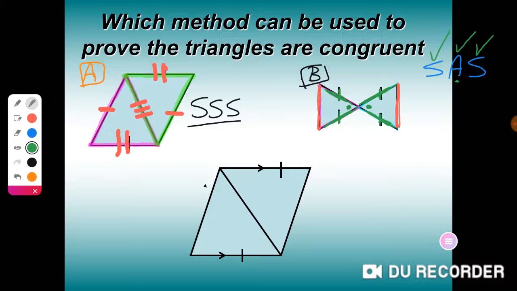Okay, let's think about the third exercise. Here we have something different. I need to get benefit from all the given information. The given information here is this side is parallel to this side. These two sides are parallel.